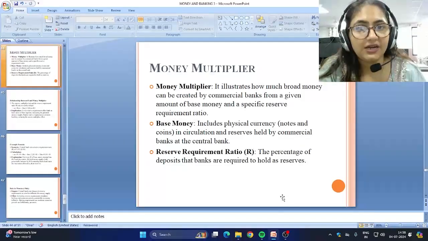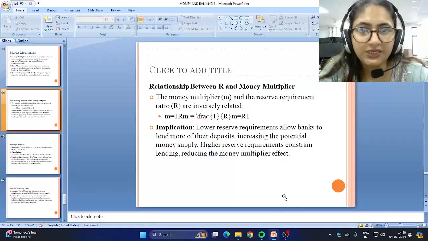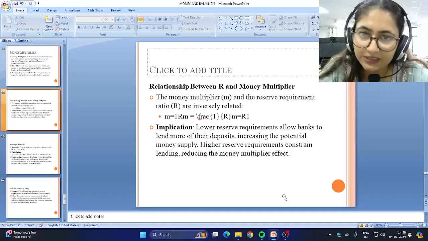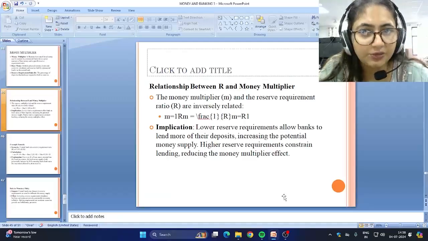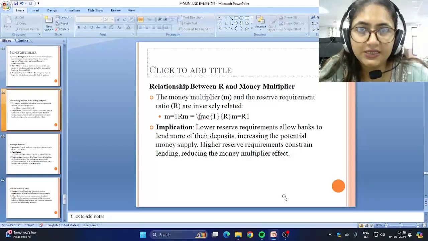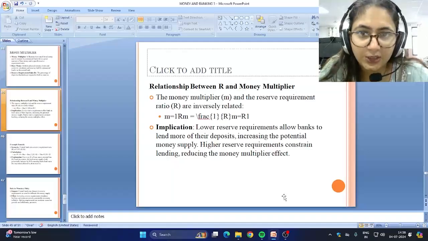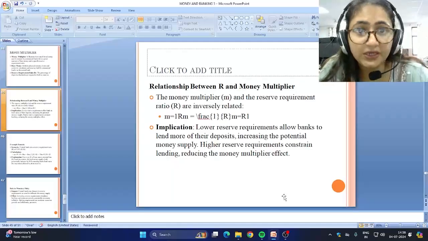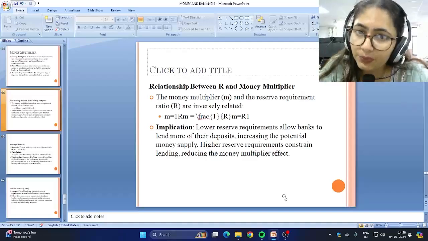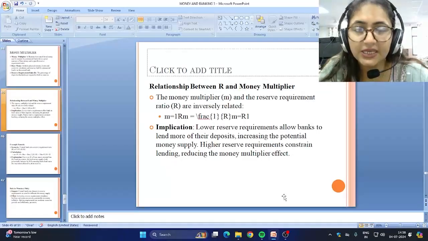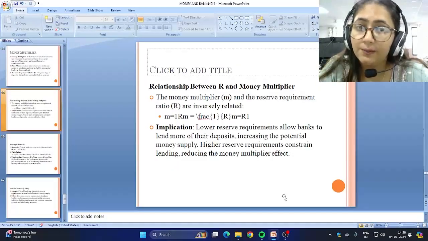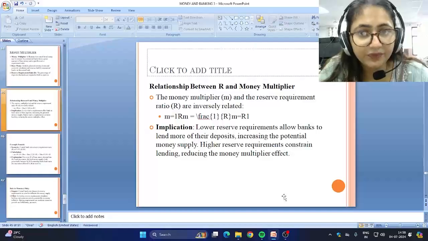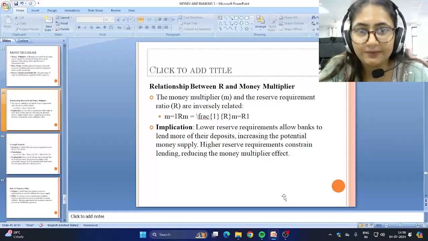Now, let us understand the relationship between reserve requirement and money multiplier. The money multiplier, that is M, and the reserve ratio, that is R, are inversely related. Let us understand this implication. A lower reserve ratio allows banks to lend more of their deposits. That means a bank can lend much of their deposits to people, thereby increasing potential money supply in the economy.